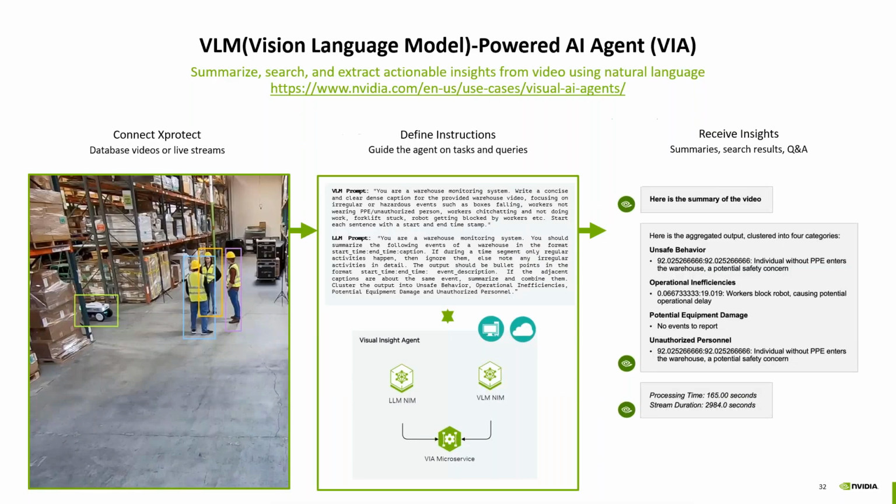So first we access the video feed managed by ExpertText and use a combination of a vision language model, VLM, and also a text-based large language model, LLM, to analyze the video and produce a summarized output. VIA can be used for a wide range of use cases. Here you see an example from a warehouse, but it can be used to analyze traffic events on a highway and detect traffic accidents, animals walking on the road, debris on the road, or you can use it to summarize events in a basketball match, etc.